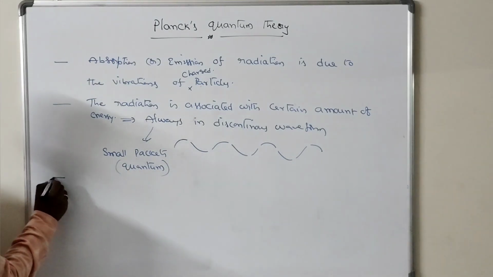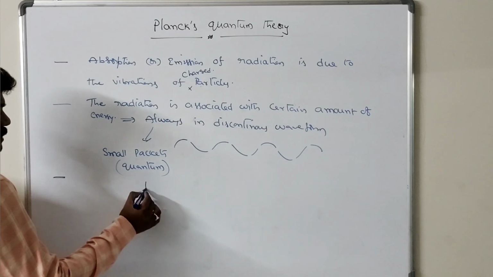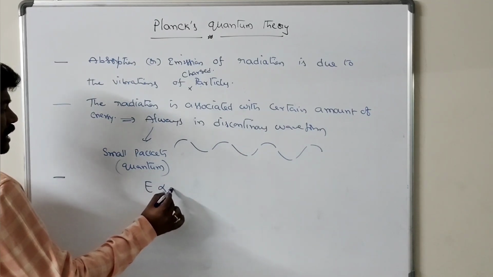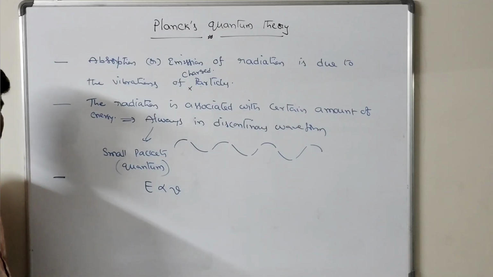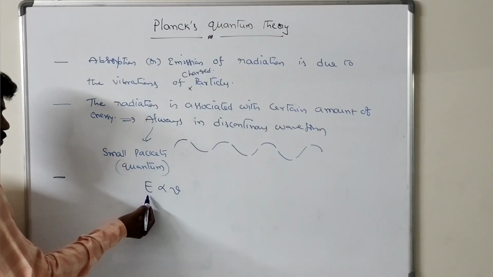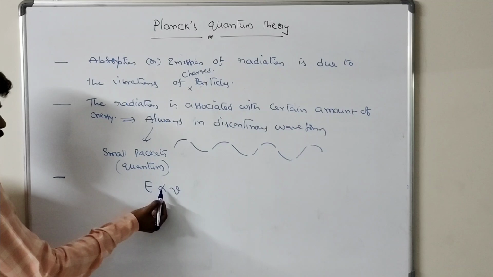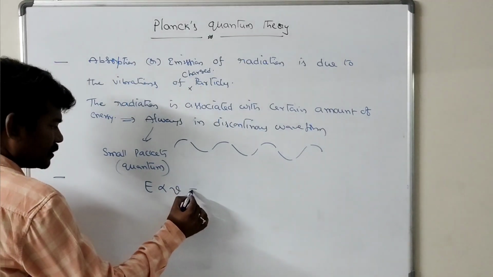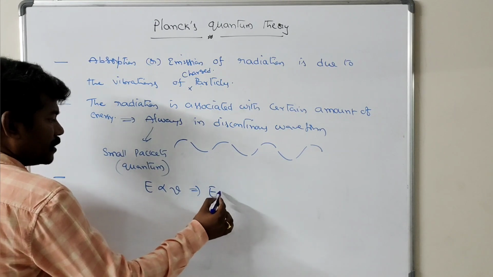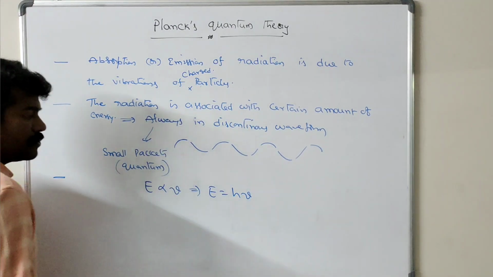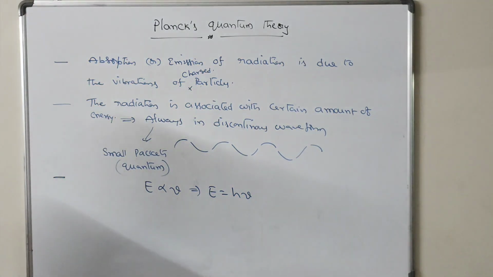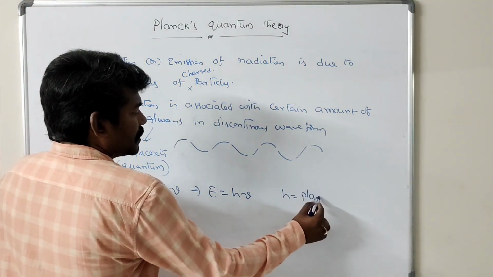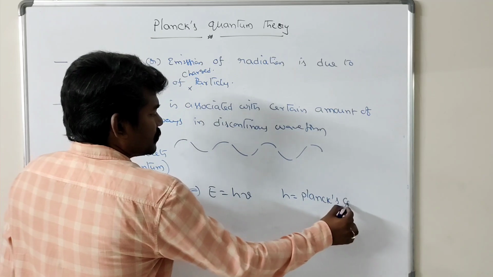So the third point is the quantum or energy is associated with a frequency, directly proportional to nu. That means the energy associated with the small packets is directly proportional to the frequency of the light radiation. That is, E is equal to h nu, where h is Planck's constant.